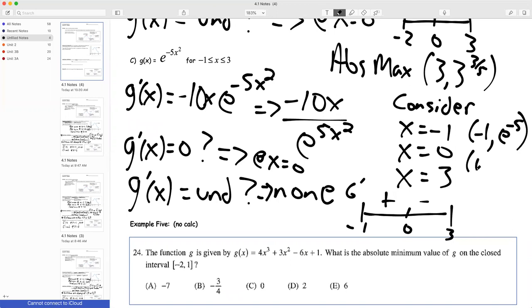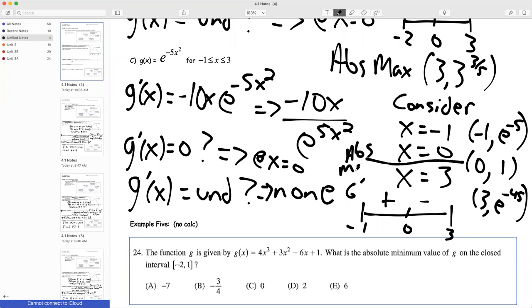And then if I take 0 and plug it in, I get e raised to the 0 power, which is 1. And then if I take 3 and plug that in, that's going to give me 9 times -5. So I would have e raised to the -45th. And so which one of these is the highest y value? I've got e to the -5th, 1, and e to the -45. It's going to be this one. So this one is my, sorry, I ran out of room there, my absolute max, because 1 is larger than e to the -5th and e to the -45.